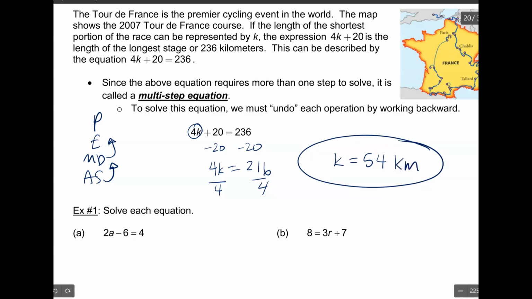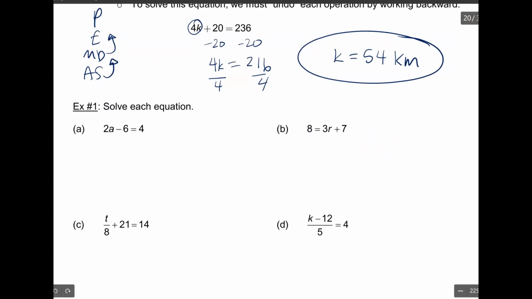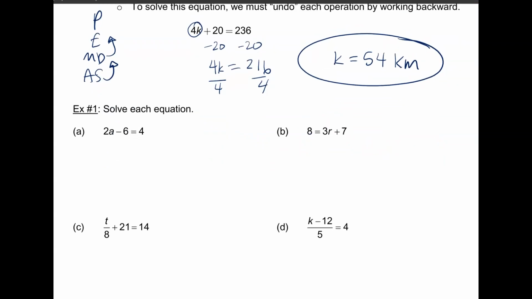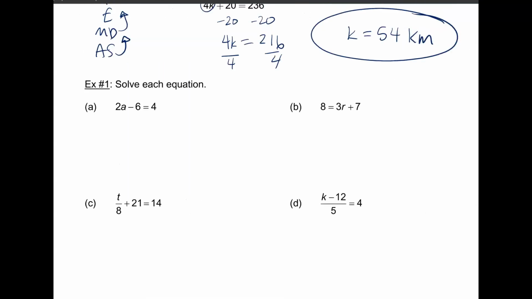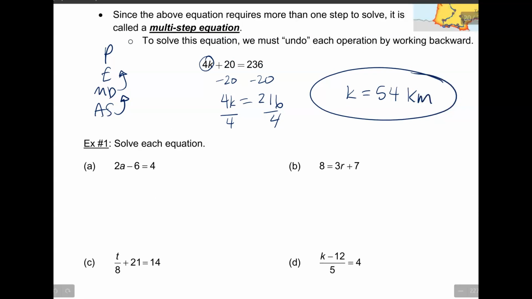Cool. So we'll try a couple of these. Let's go through the left side and just do these. There's a simplification problem and a solving problem. So I'm going to do A first. You have to get rid of the term that doesn't have the variable in it. 2a equals 10, and then I can divide by 2 on both sides.